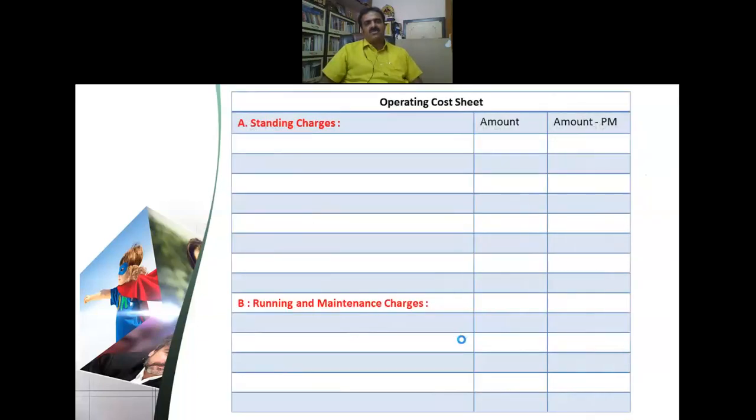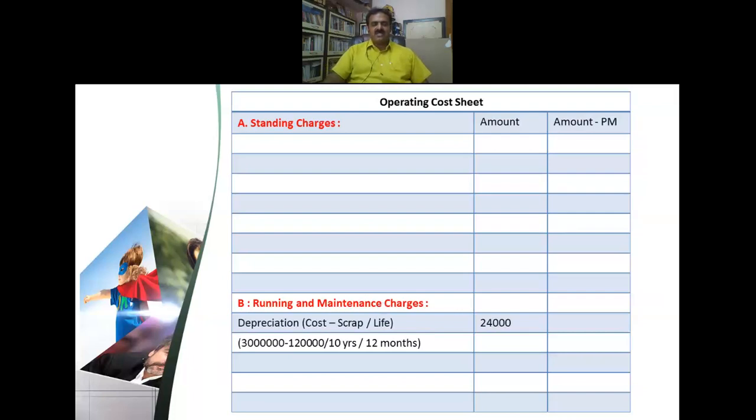And next comes the operating cost sheet. This operating cost sheet will be prepared by bifurcating the expenses into fixed and variable. Standing charges are the fixed; running and maintenance charges are the variable. The first item given in the question is depreciation, that is to say the cost of the minibus is given as 30 lakhs, and the scrap value is given as 1,20,000.